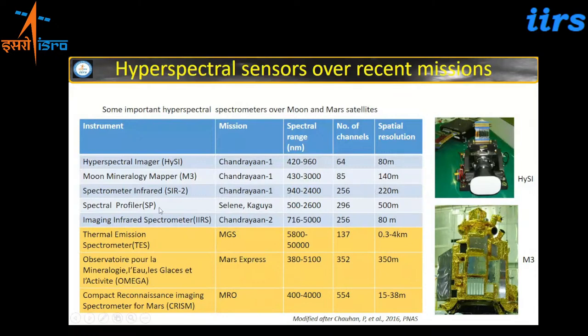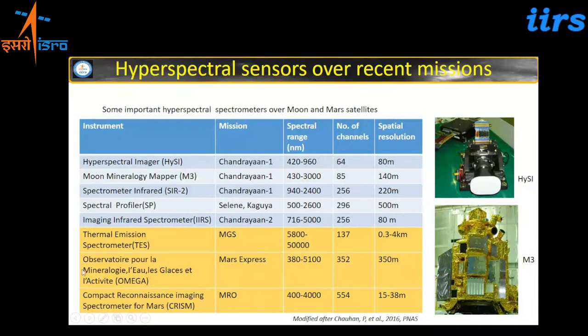Then the Spectral Profiler on board the Kaguya SELENE mission. It was JAXA's mission. It has a spectral range of 500 to 2600 nanometer with 296 bands and a spatial resolution of 500 meter. Then our recently launched Chandrayaan-2 Imaging Infrared Spectrometer, having a spectral range from 716 to 5000 nanometer, with 256 bands and a spatial resolution of 80 meter.